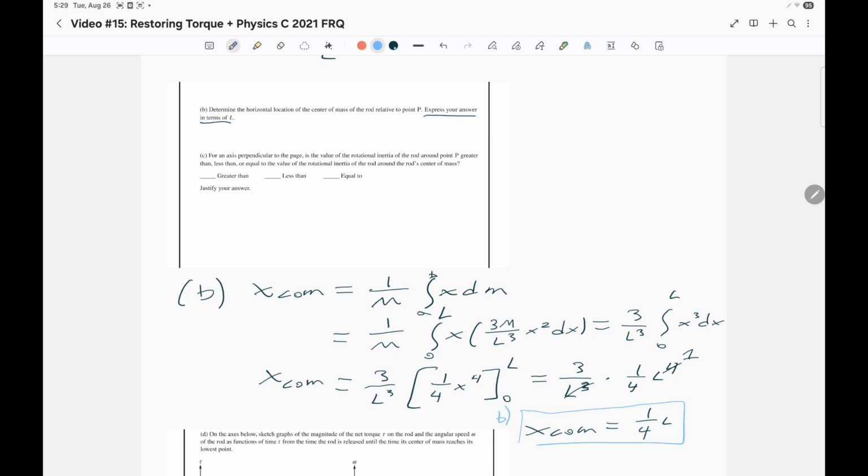Okay, great. Now let's go on to part C. All right, that was a good catch I made there. For an axis perpendicular to the page, don't think too much about that. If you understand that, great. If it's hard for you to visualize, don't sweat it.